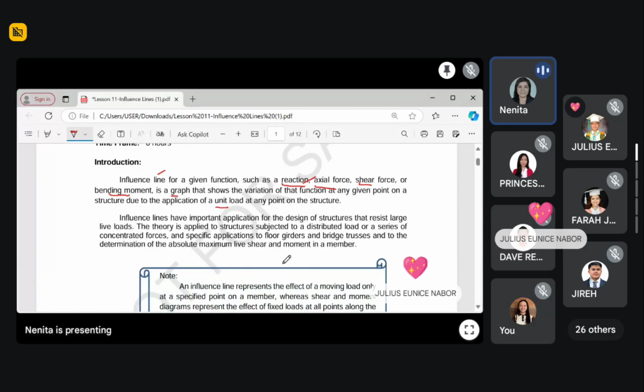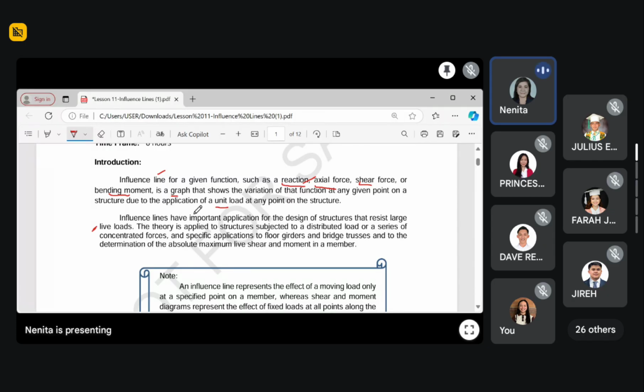Okay. So, influence lines have important application for the design of structures that resist large live loads. Large live loads are like our heavy equipment, our vehicles, vehicular loads, 10-wheeler trucks, even just a motorcycle. They are still moving loads, so we still use the influence line.